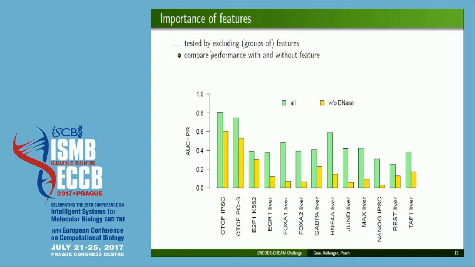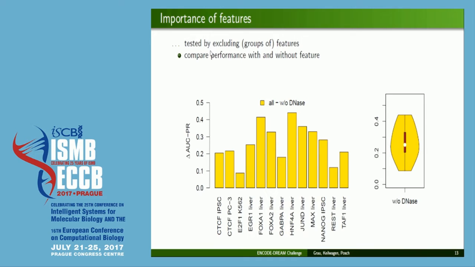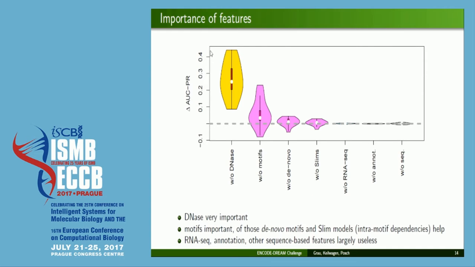In this case, we excluded all features that are related to the DNase-seq data. And we then compute the difference of those performance values, and we represent this in a compact form as a violin plot. And we did that for different groups of features, and what we see is that DNase data are the most important feature for making genome-wide predictions of transcription factor binding.